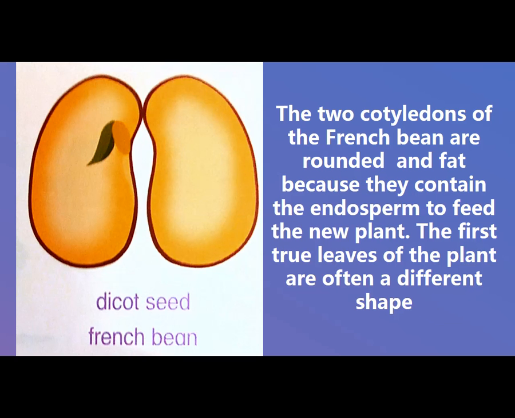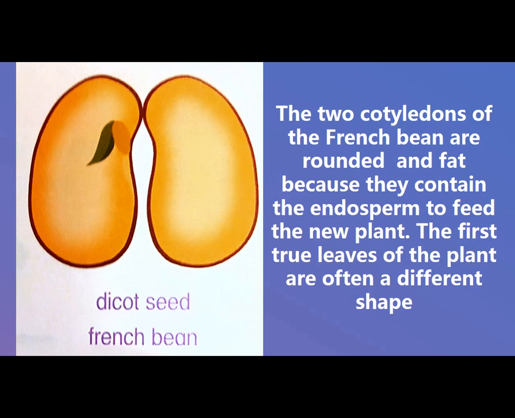And the bean, as you all know, is a dicot seed. The two cotyledons of the bean seed are rounded and fat. The French bean cotyledons are rounded and fat because they contain the endosperm to feed the new plant. The first true leaves of the plant are often a different shape. I hope, students, now you clearly understand the difference between a maize and a bean seed.